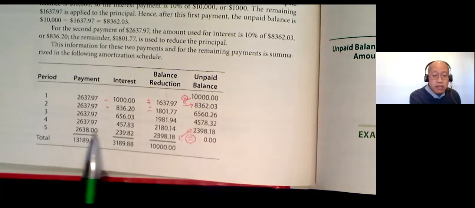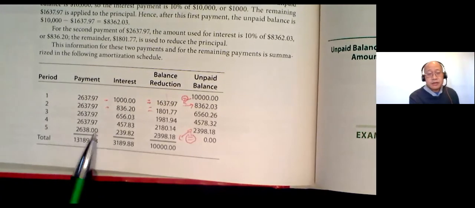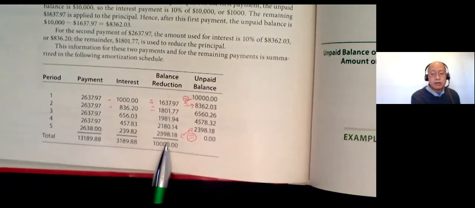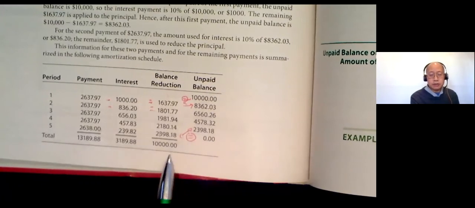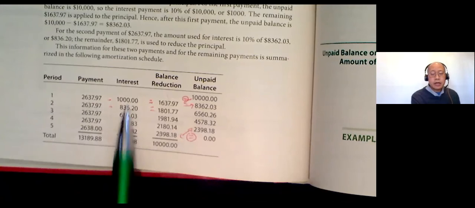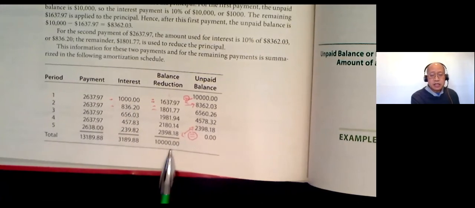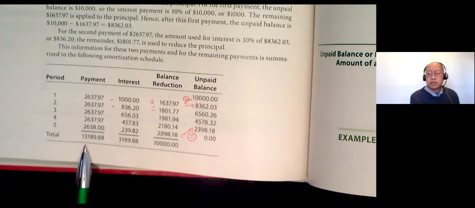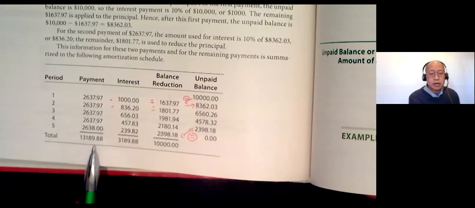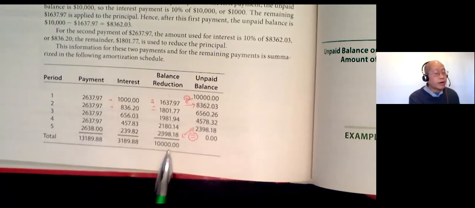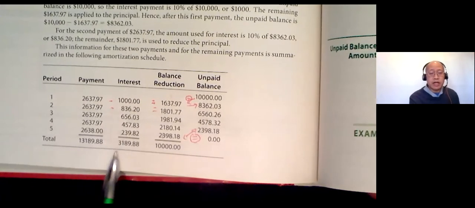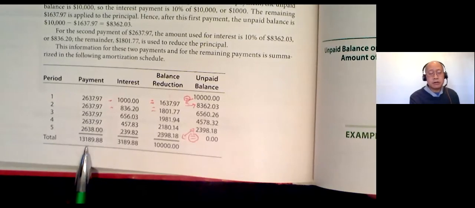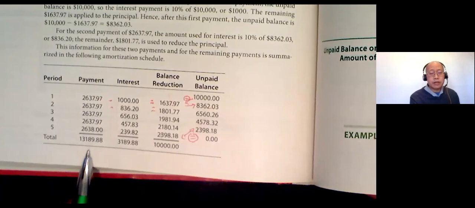Notice that last payment, you had to pay 3 more cents. So just add all this up, add all this up, add all this up. Double check. This balance reduction should match the original 10,000. And here's the total interest. And as you might guess, this plus this is this. So the total of all my payments was $13,189.88. How much did I borrow? 10,000. That's the way loans always are. So you had to pay $3,189.88 for interest. So I borrowed 10,000, I pay 13,000 back plus. That's the way loans always work.